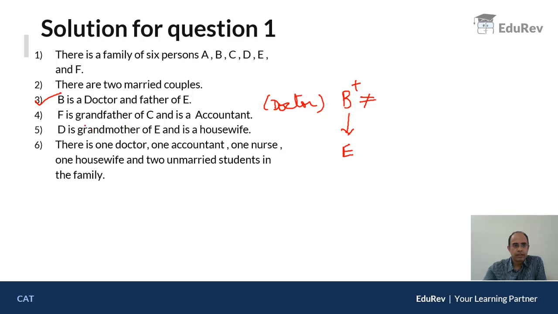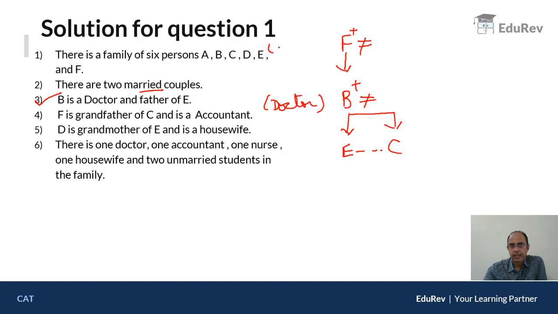Now, statement 4 says F is a grandfather of C and is an accountant. Since there are only two married couples, and one married couple is here, F, being a grandfather, has to be here. F is the grandfather of C. That means C and E are siblings. It means B has got two children, E and C. And F is a grandfather, so a plus sign. Now, this is the second couple. I got the two couples, F and someone, B and someone.